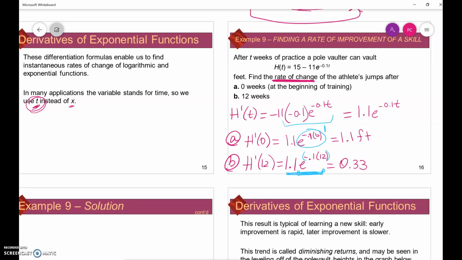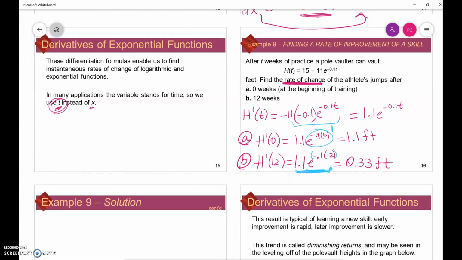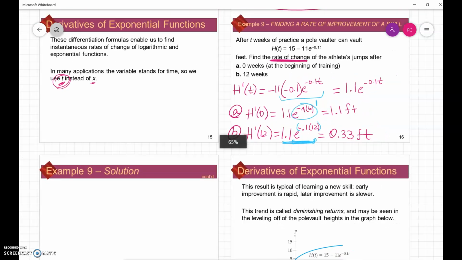So back to the problem. We get 0.33 feet. So at 12 weeks, he's only able to gain 0.33 of a foot, or about a third of a foot, in his pole vaulting, as far as how much further he can go. Well, what does that mean? If you look at the next slide, there it goes.